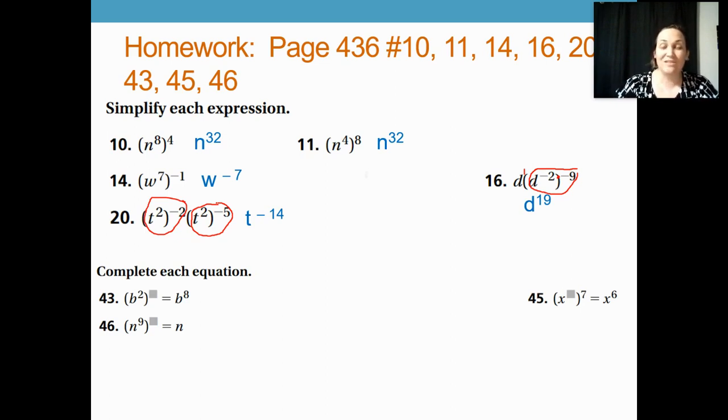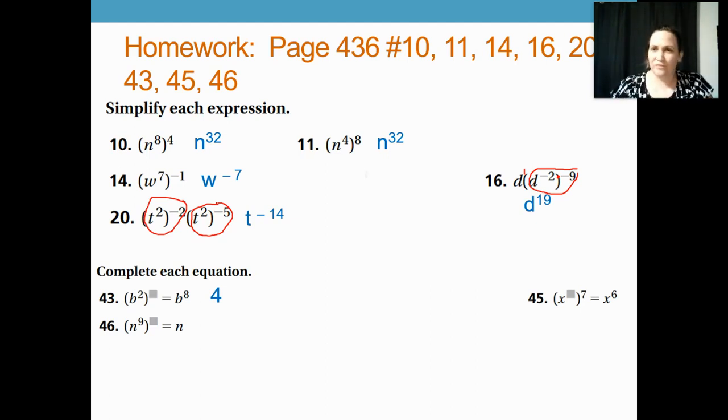All right, those last three problems are fill in the blank. So we're trying to figure out b squared to what power will turn into b to the 8th. And since it's a multiplying problem, it's really asking us 2 times what is 8? And the answer is 2 times 4. So 4 is what goes in that box.